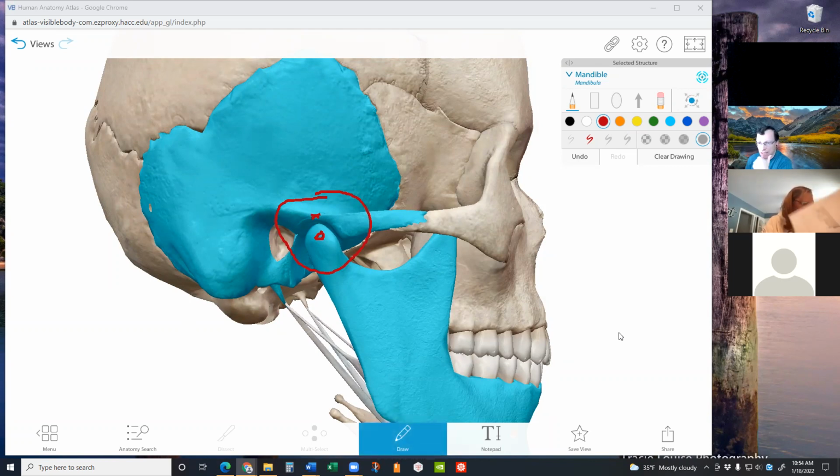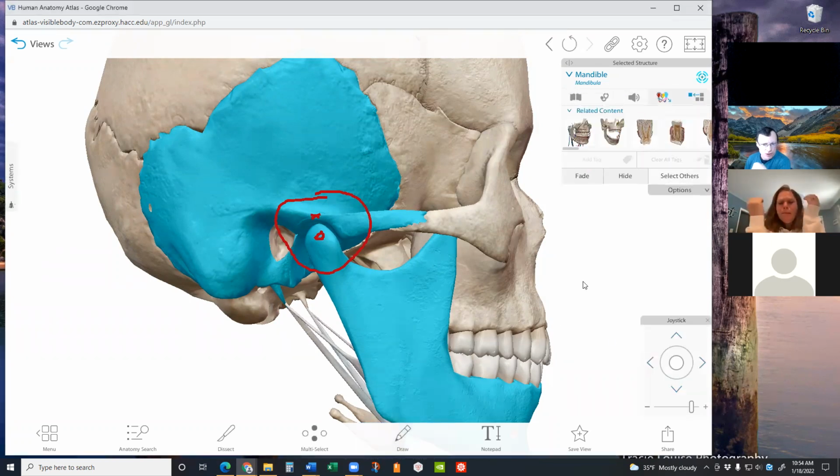And so the answer is yes. Sutures are a type of joint. They are a type of joint, okay? All right. So any questions?